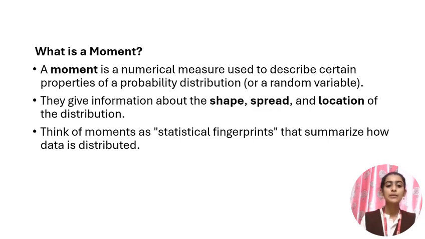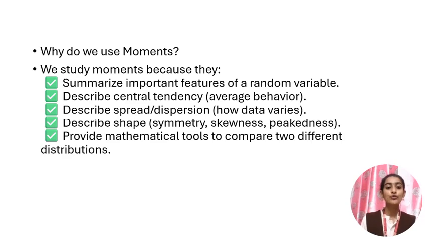What is a moment? A moment is a numerical measure used to describe certain properties of a probability distribution or a random variable. They give information about the shape, spread, and location of the distribution. Think of moments as statistical fingerprints that summarize how data is distributed. Why do we use moments? We study moments because they summarize important features of a random variable, describe central tendency or average behavior, describe spread or dispersion, how data varies, describe shape, symmetry, skewness, peakedness, and provide mathematical tools to compare two different distributions.